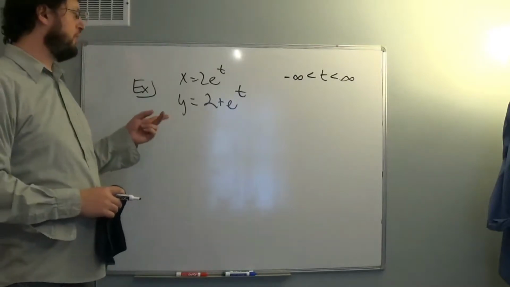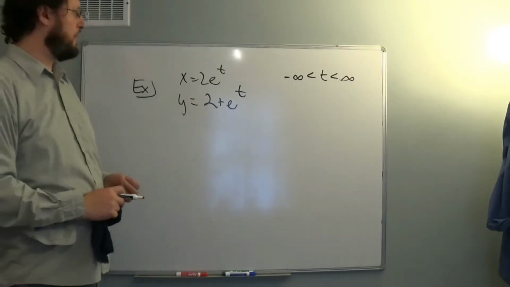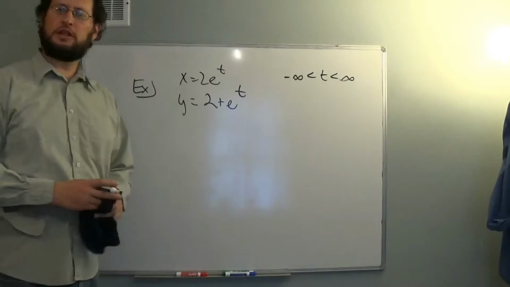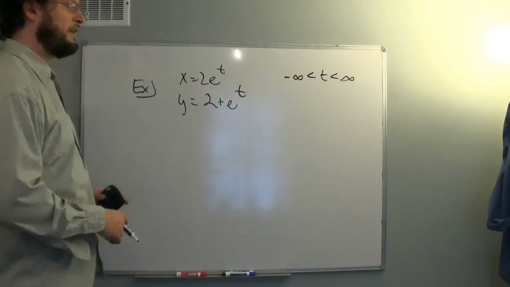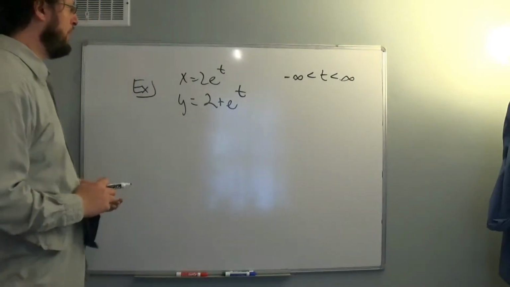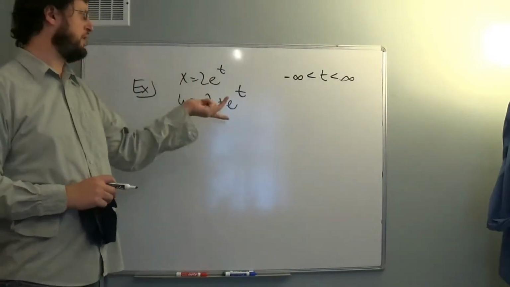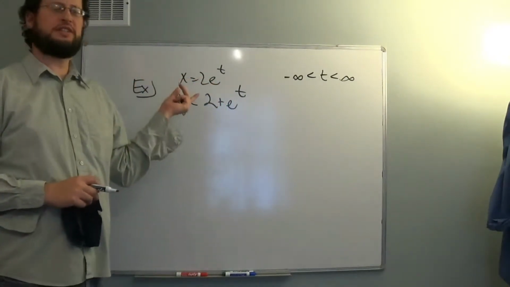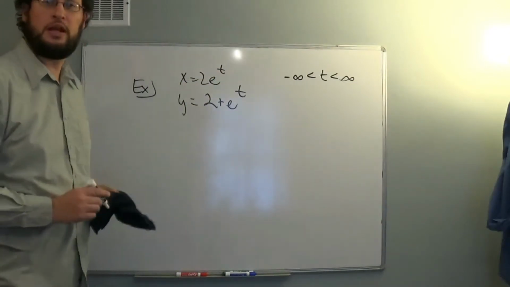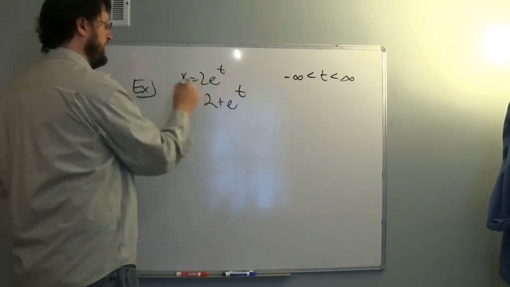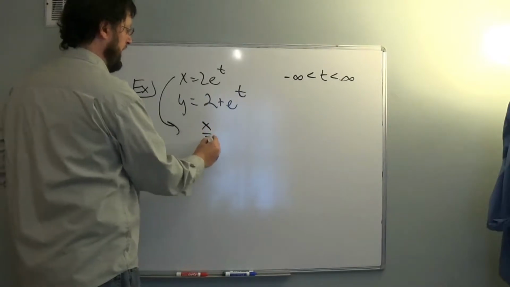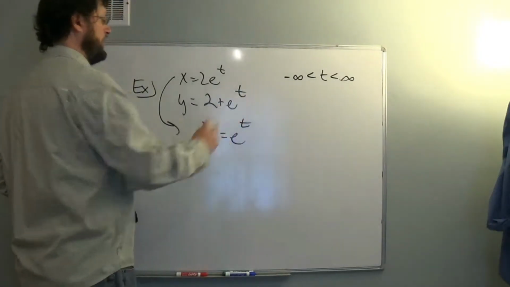Let's sketch the curve for the given parametric equations and also eliminate the parameter. Let's actually begin by eliminating the parameter. In the previous questions, our strategy was to solve for t and then plug it in. That's not particularly easy here because t is up in the exponent, but what I can do is solve for e to the t. I can say that x over 2 is equal to e to the t.